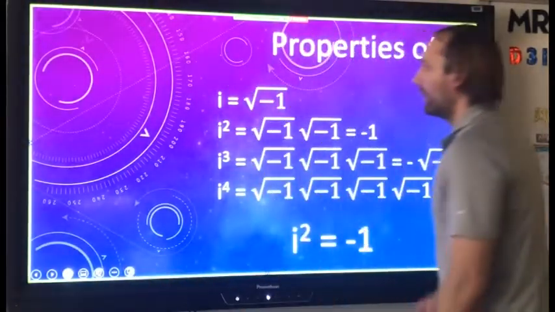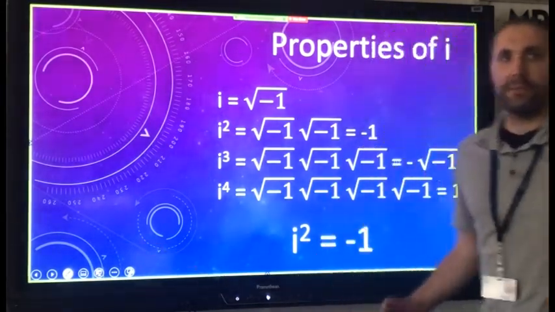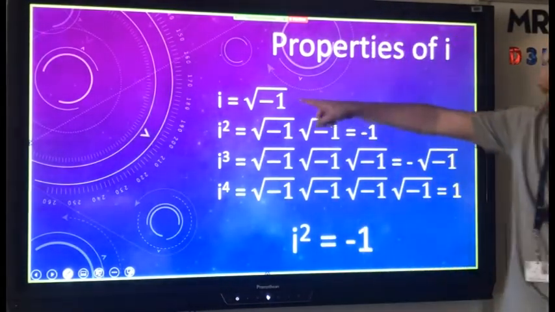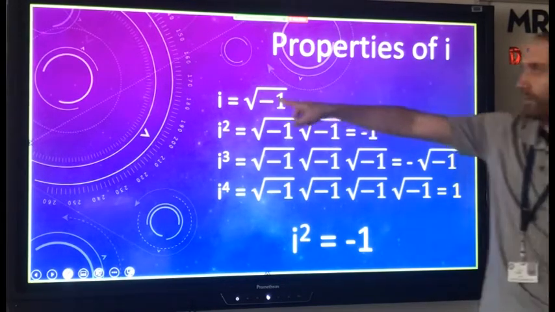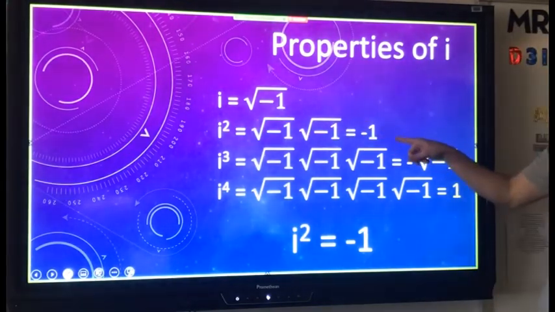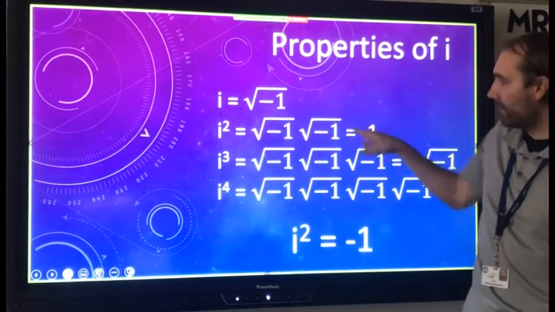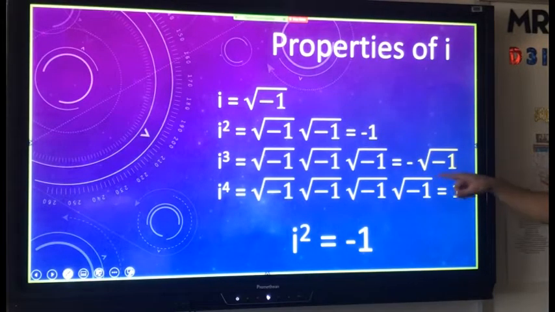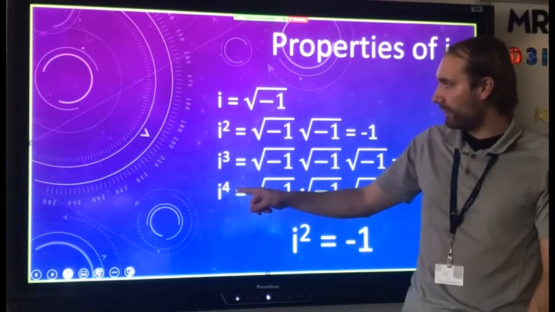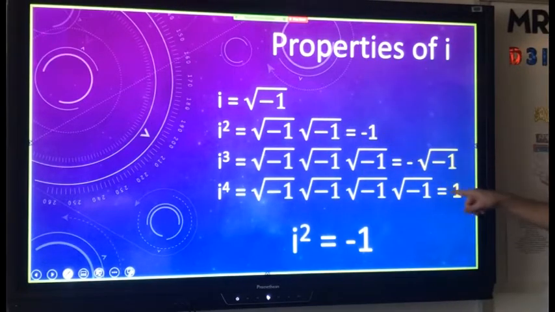Before we get into multiplying, let me look at properties of i. So we already saw this one, right? i equals square root of -1. I already told you that if you square i, you get a -1. Well, what happens when you cube i? Well, that's these two multiplied together. So you get a negative i. And what happens when you take i to the 4th power? You get i squared squared. So that's a 1.